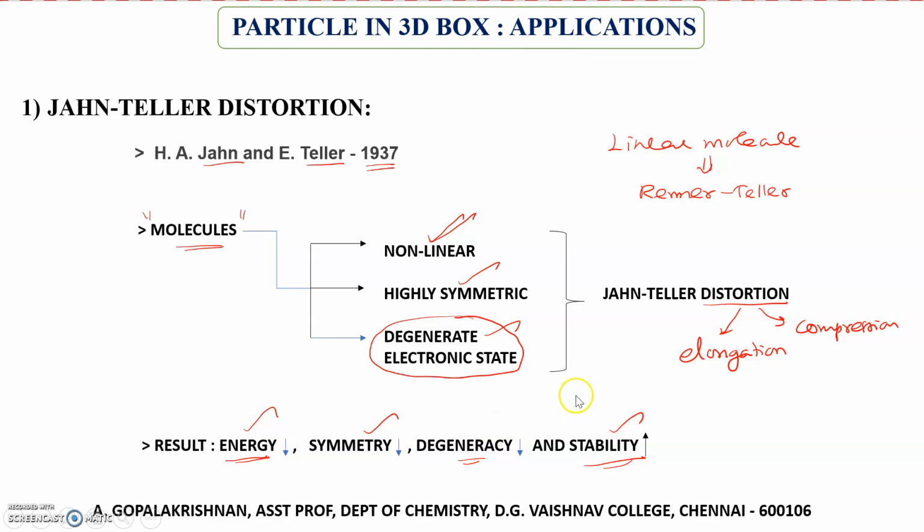Now, what is the need of quantum chemistry here? Quantum chemistry will give you the proof that yes, the energy of the system decreases and the degeneracy of the system decreases. Here I am going to show you how the energy of the system decreases and the degeneracy of the levels decreases, using the particle in 3D box model.